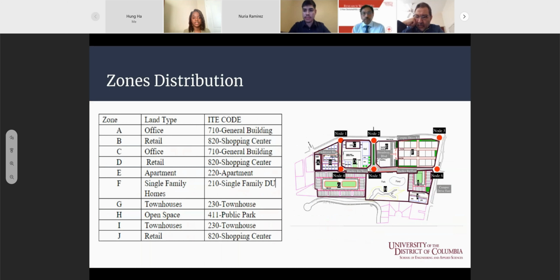For the zone distribution, our development has 10 zones. On the left side, we can see the table following the ITE code. And on the right side, we can see how we divided it in AutoCAD and the different zones in our development.